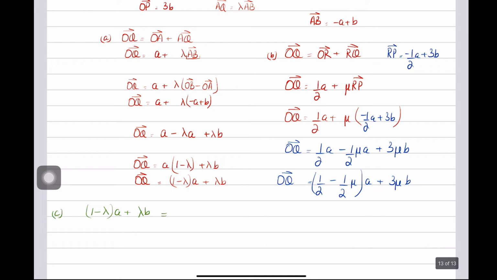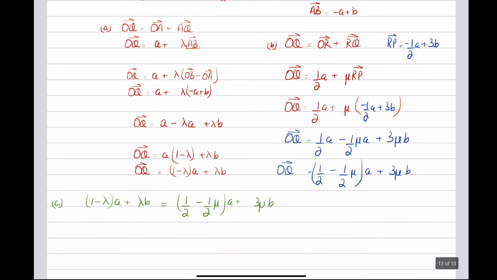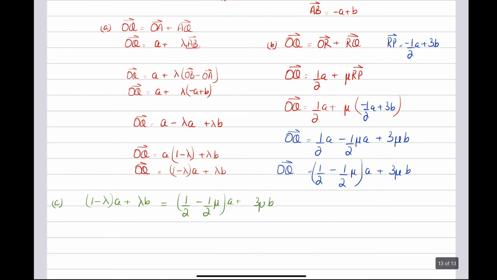So here's OQ expressed in terms of lambda, a and b, which is going to be equal to OQ expressed in terms of mu, a and b. Now you guys tell me, what do you think we're going to do next? So do we have to write A and B while solving? No. We are going to solve it now, and when we're solving it, we don't have to write a and b. Okay. So yeah, someone was saying something?